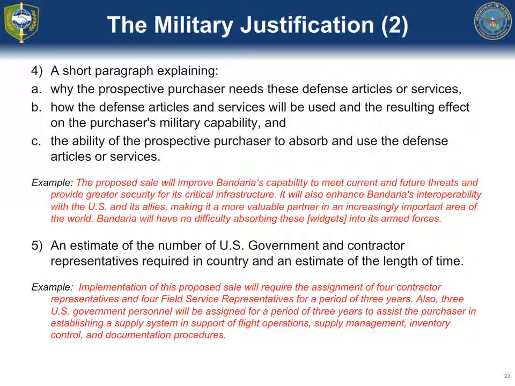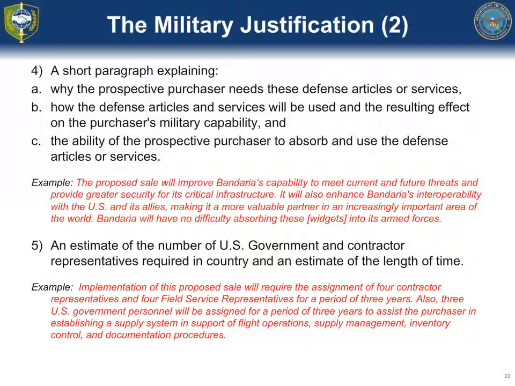So an example here of a typical statement might be: the proposed sale will improve Bandaria's capability to meet current and future threats, provide greater security for critical infrastructure, enhance Bandaria's interoperability with U.S. and allies, making it a more valuable partner, and it'll have no difficulty absorbing these things into its armed forces. Again, feel free to offer a more expansive explanation in that section, but this is sort of the bottom line that we're looking for in the notification.